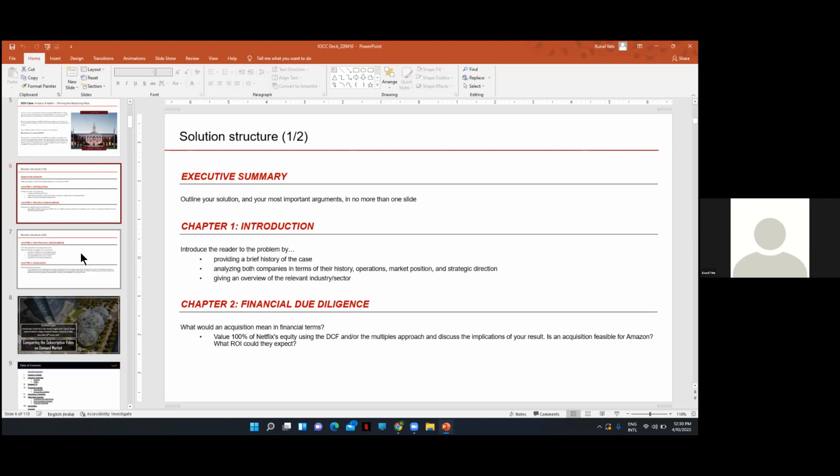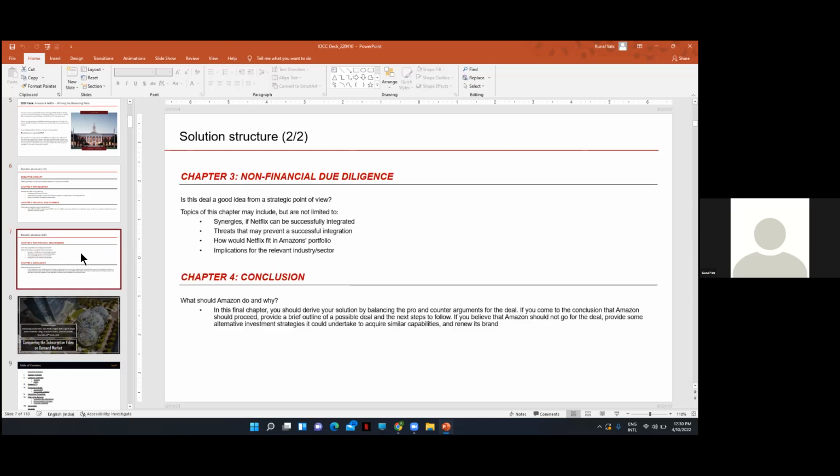Then we came up with financial due diligence, which is basically conducting a proper valuation using discounted cash flow as well as a few other metrics. Methods like relative valuation, in which we had precedent transactions and the multiple transaction. So we conducted valuation from different methods, and then we understood how Netflix is valued, and whether it would be a feasible acquisition for Amazon.